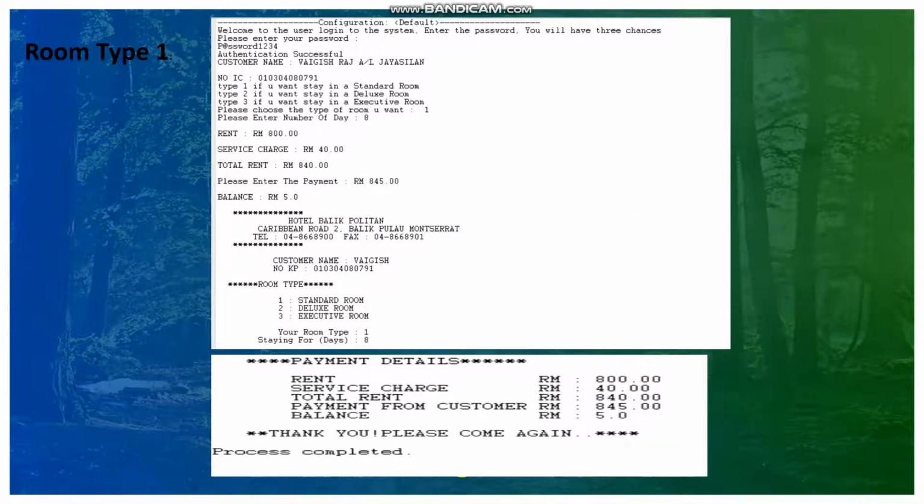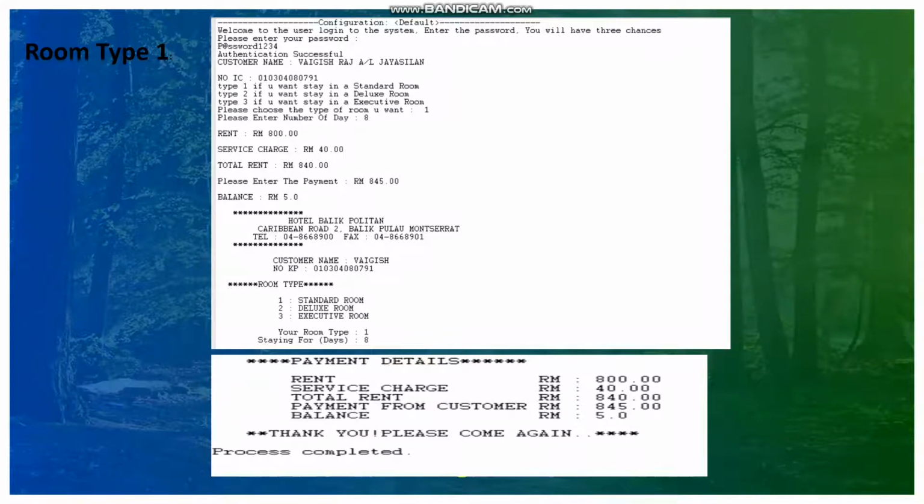Okay, for room type 1, as we can see, it says authentication successful. Then for the customer name, we have put Vaigish Raj Jayasilan, then his IC number. Then there are three types of rooms: standard room, deluxe room, and executive room. So we must choose which room we want.